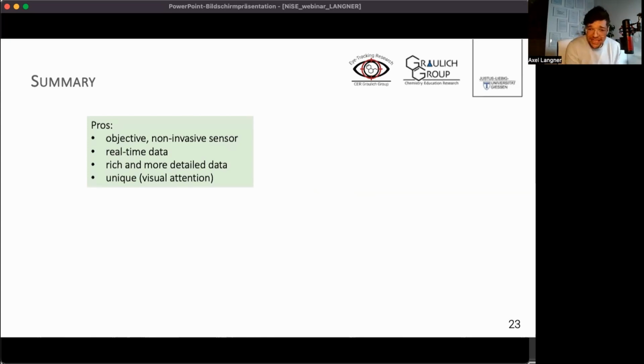It collects real-time data. The data is pretty rich and really detailed because it collects not only conscious eye movements, it also collects unconscious eye movements. And with a pretty frequent measurement rate. And it's unique currently. So far as I know, it's the only method to measure visual attention. But it also comes with some cons.